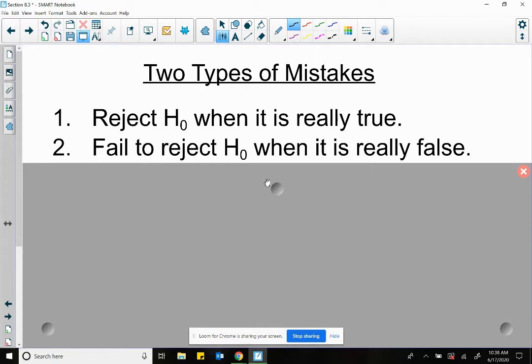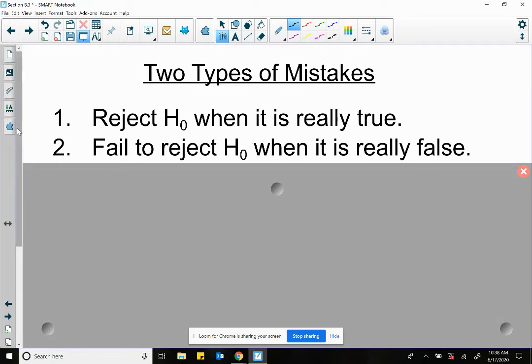We don't reject it when it really is false. So these are the two mistakes. And again, this is all about that significance level. So some of you are like, well, Mr. Armstrong, if we want to make sure that we don't reject when it's really true, why don't we just make that 0? Okay. Well, I want you to understand, between these two, it's a give and take relationship. When you lower the probability of one, you increase the probability of the other, and vice versa.